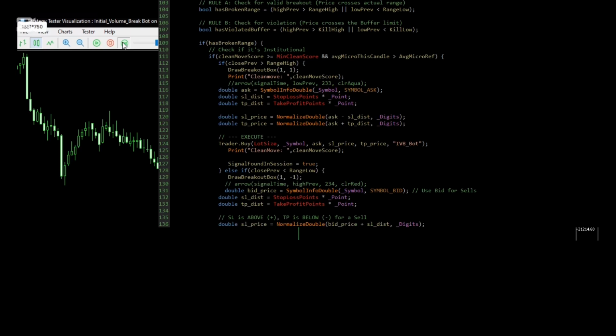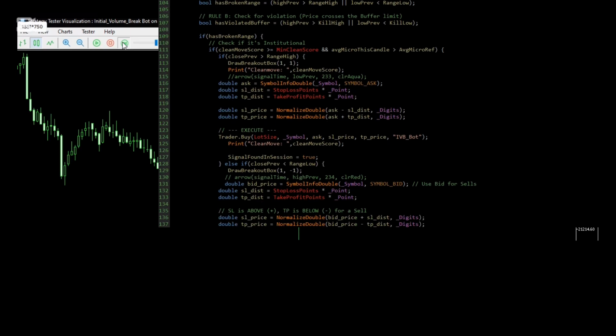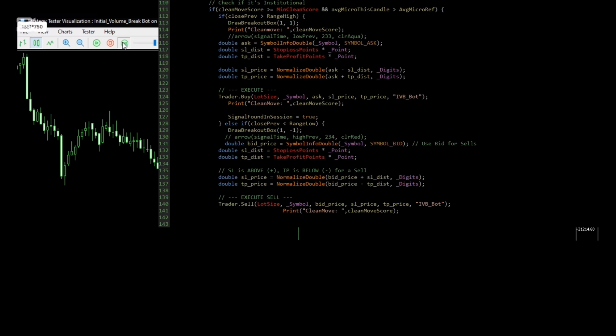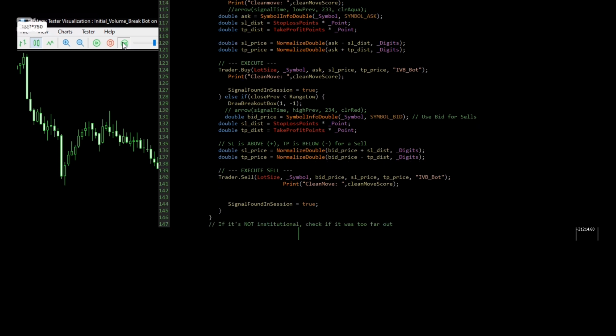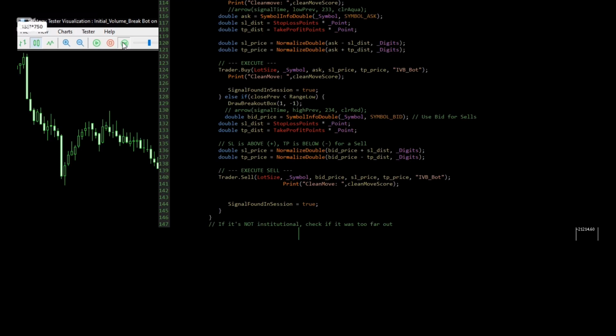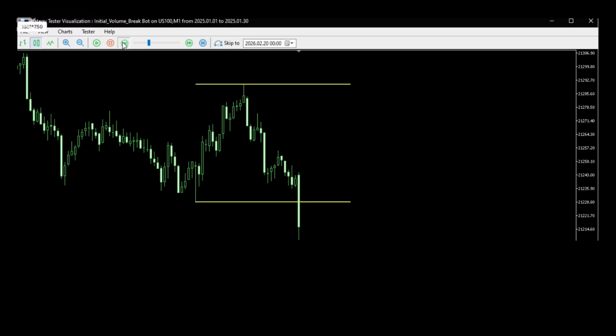Think of it like a car trying to climb a hill. A retail candle is like a car with its tires spinning in the mud. It uses a lot of effort, total ticks, volume, but doesn't actually gain much displacement, distance. Our bot calculates the efficiency ratio. If the price moves 100 points but took 500 ticks of grinding to get there, the DNA is weak. But if it moves 100 points in just 110 ticks, that's institutional. The clean move score then ensures that at least 50% of the candle's life was spent in this high efficiency state. We are looking for clean ice, not muddy grinding.